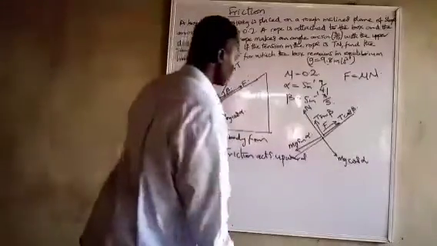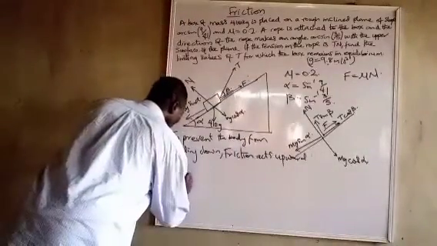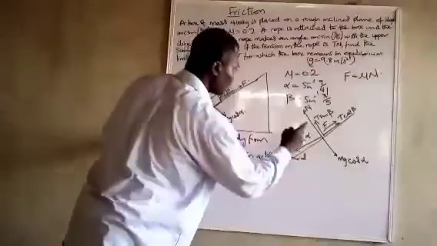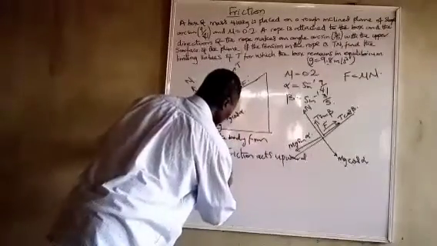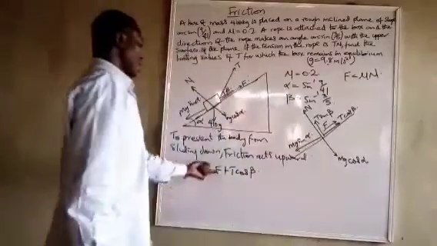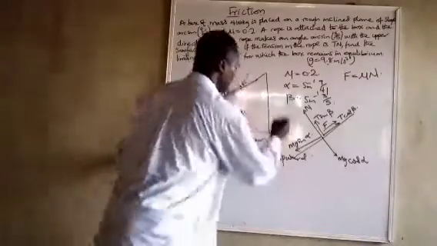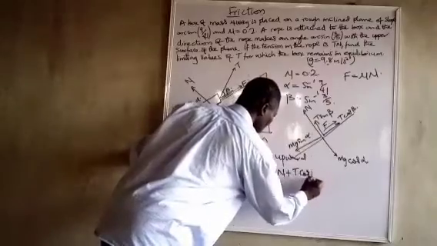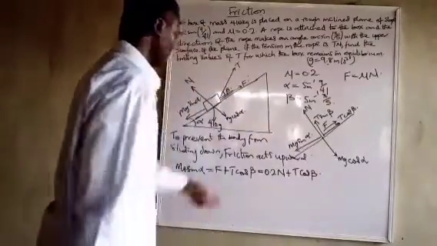Therefore, mg sine alpha will be equal to F plus T cos beta. And we know what our F is. F is 0.2 N plus T cos beta.